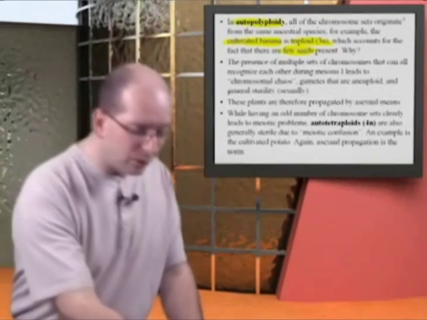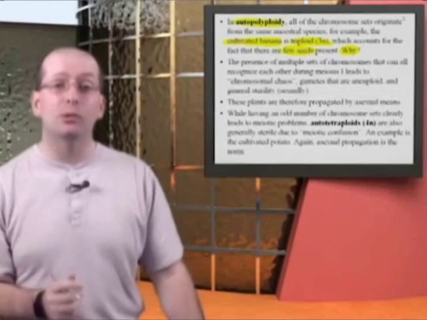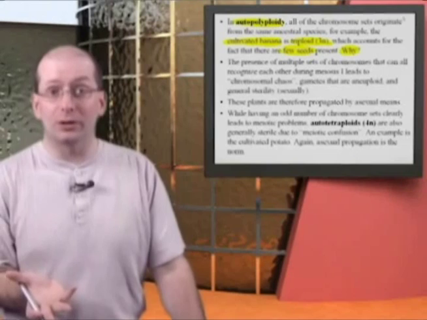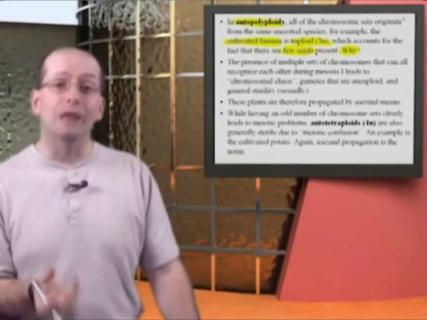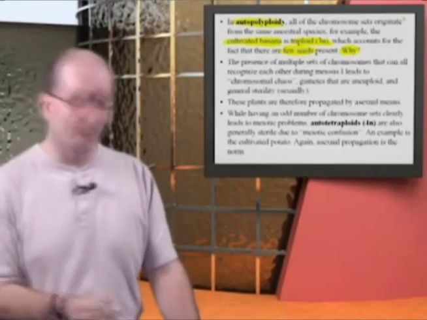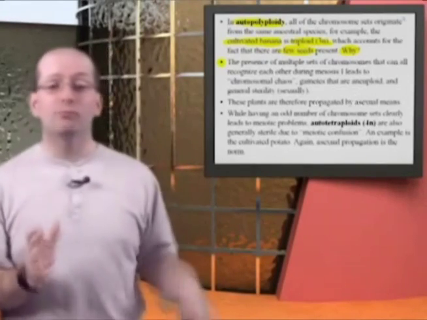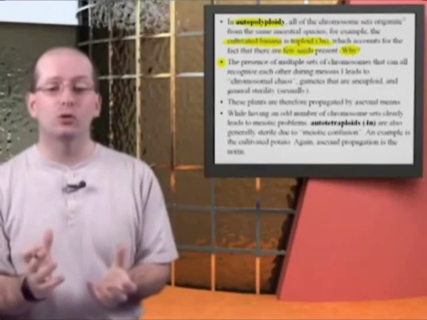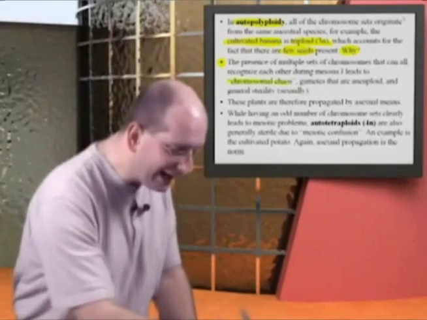Why? Why are there no seeds? Well, I told you that polyploidy messes up sexual reproduction, and seeds are sexual, what is a seed? But a little sexually produced embryo in a coat, right? Well, hopefully you'll understand why, but the presence of multiple sets of chromosomes that can all recognize each other during meiosis I leads to what I call chromosomal chaos.